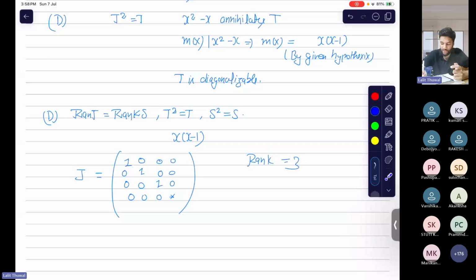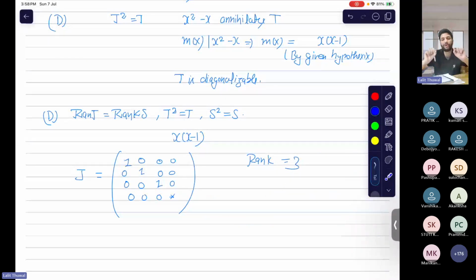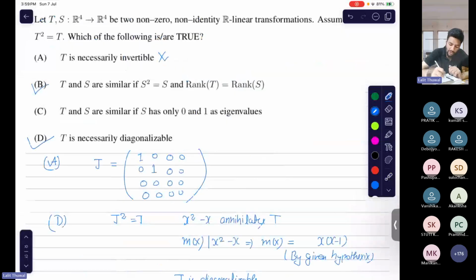Suppose the rank of S is 3, then its Jordan canonical form must look like this, and if the rank of T is also 3, then the Jordan canonical form must look like this. So they have the same Jordan canonical form. If the rank is 2, then the Jordan canonical form would be this. If the rank is 1, it would be this. So in any case, their Jordan canonical form is going to be the same. So they are similar. In this way, I have solved this one, that this is true: T and S are similar if S has only 0 and 1 eigenvalues.